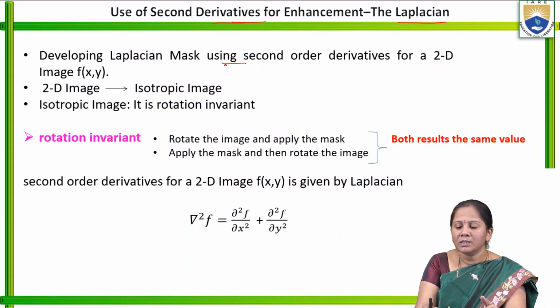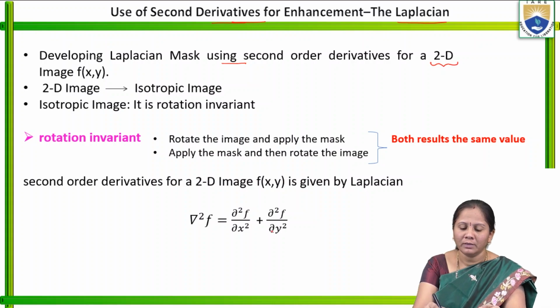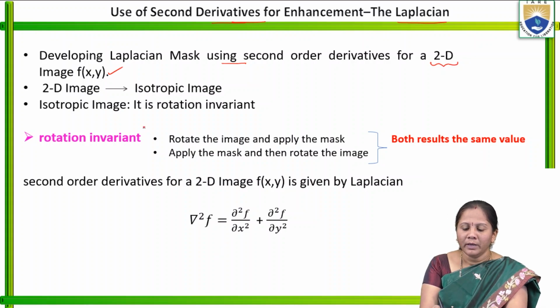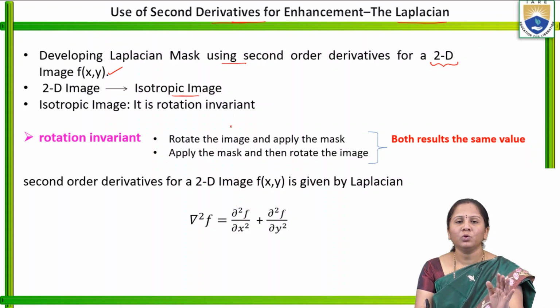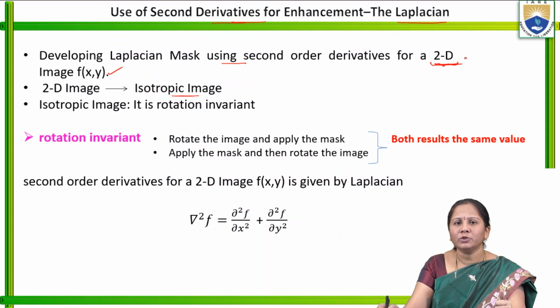Developing the Laplacian mask using second order derivative. Previously we have considered the one-dimensional function f(x), but here we have considered the two-dimensional function f(x, y). So here the two variables are x and y. This isotropic image is an example of a two-dimensional image.